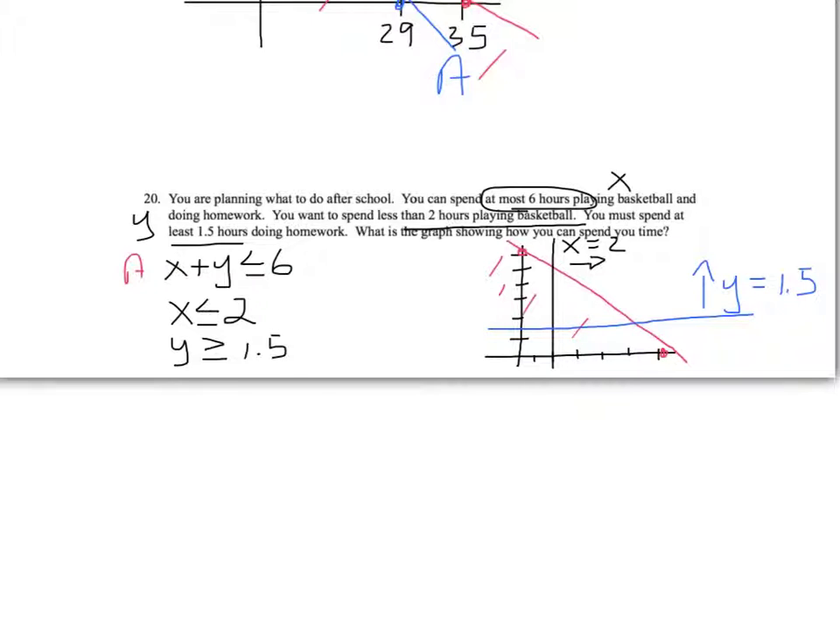Okay, I made a mistake back here. When I said x is going to be shaded to the right, that's wrong. It says x here is less than 2, so it's going to be this side of that black line. Since it's going to be that side, and below that, and above that, we end up with this area right here.